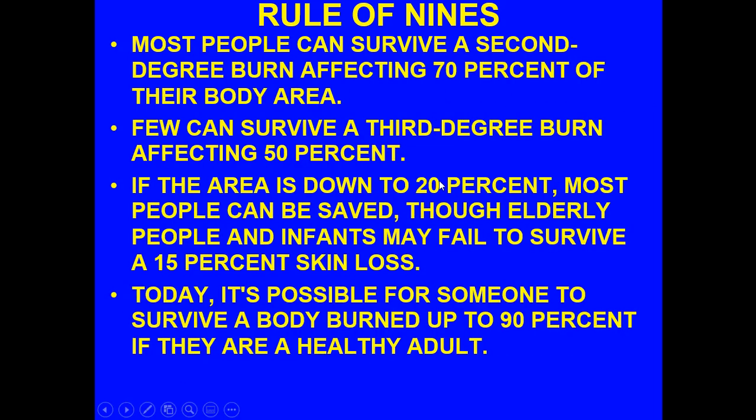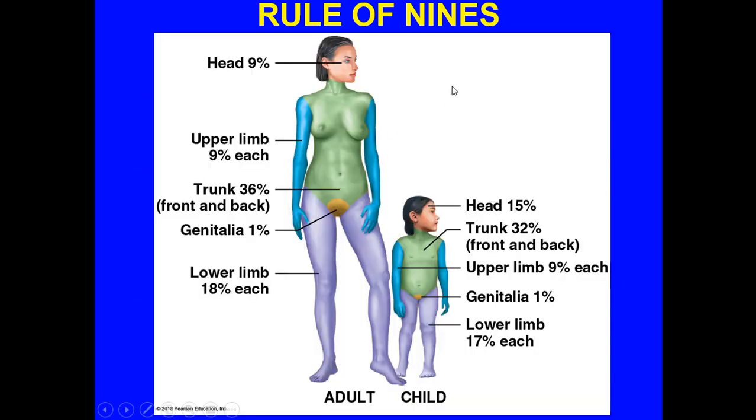So, most people can survive a third-degree burn affecting 70% of their body. Very few can survive a third-degree burn affecting 50% of the body. If the area exposed is down to 20%, most people can be saved, although elderly people, infants, may fail to survive a 15% skin loss. So that's kind of sad. Today, it's possible for someone to survive a body burned up to 90% if they are a healthy adult at the beginning. Here is the rule of nines.